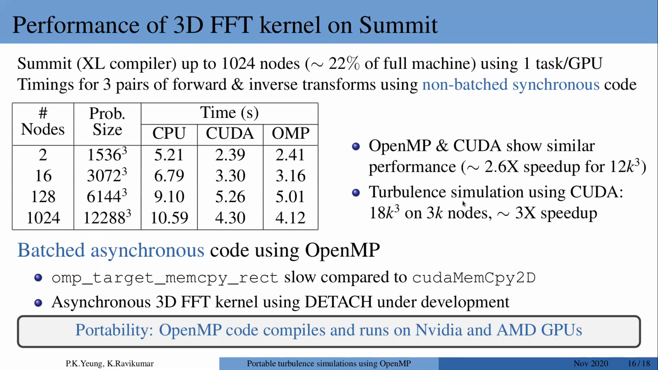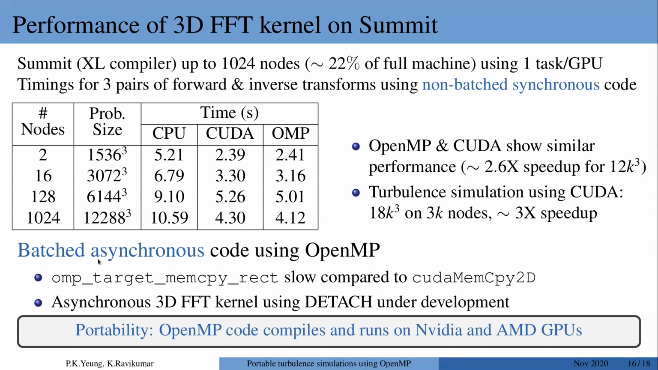We would also like to point out here that the turbulence simulation code, which is the full-fledged DNS simulation code, which used CUDA Fortran, can run on 3,000 nodes of Summit and can simulate a problem size of around 18,000 grid points in each direction. And this has shown a speed up of around 3x compared to the CPU code, which used all the cores per node, sorry.